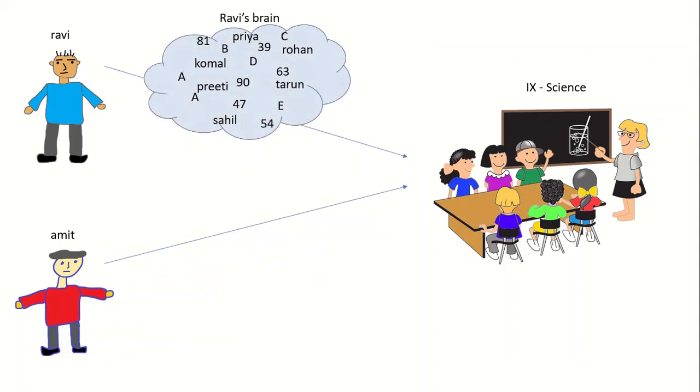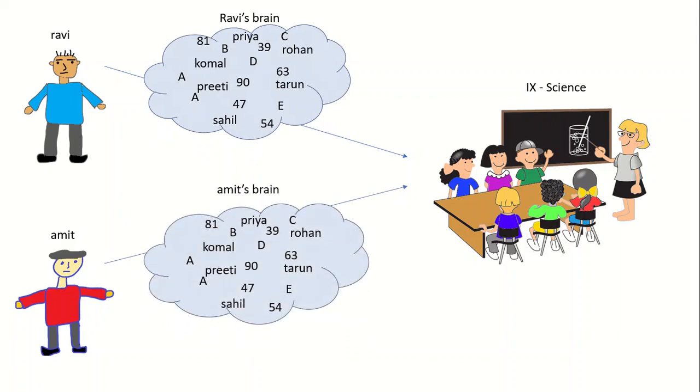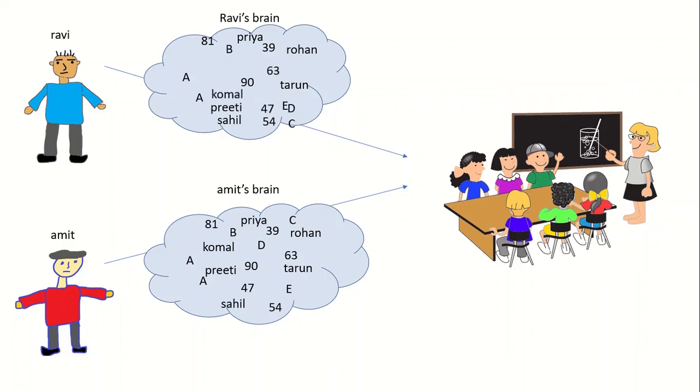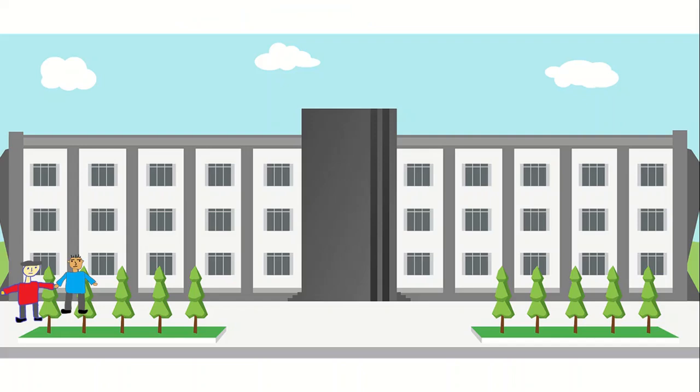Okay, so this is Ravi's data and this is Amit's data. But Ravi knows how to organize the information. Now he starts organizing his information like that, as you can see on the screen. So he organized the information, and now the class is finished. After some time, both of them walk in the street in the school.